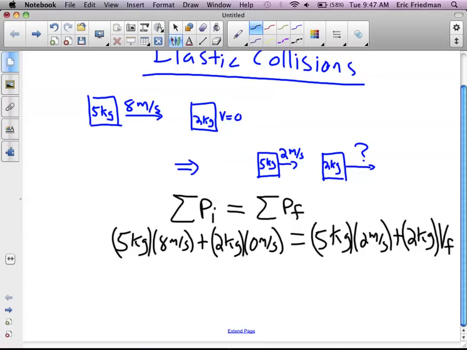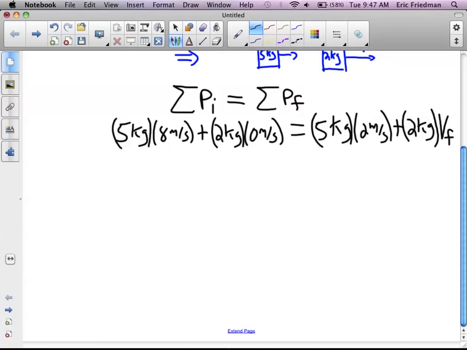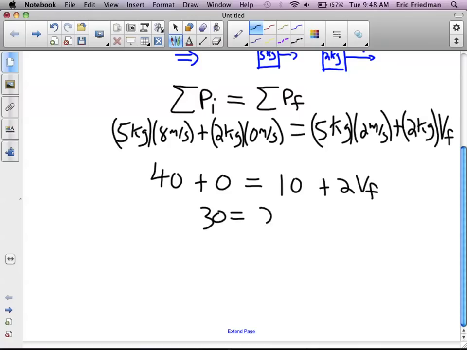So let's see, now we just do a little bit of math. I'm going to drop my units just to keep things a little bit neater here. Extend that down. I'm going to say this is 40 plus 0 equals 10 plus 2 VF. I get 30 equals 2 VF. So VF equals 15 meters per second.